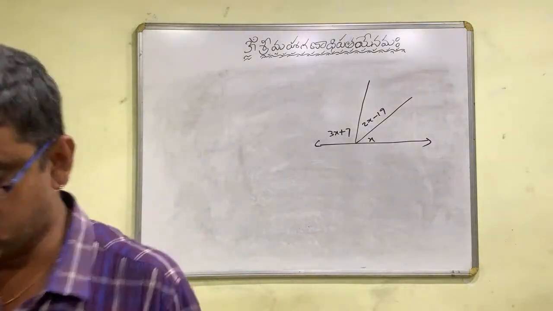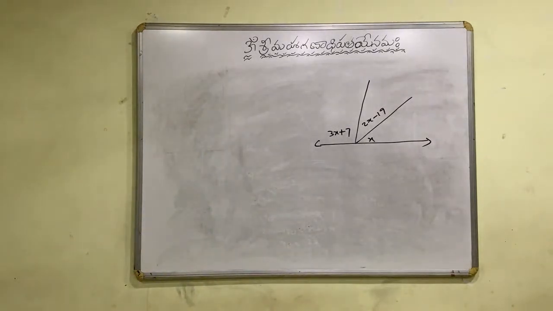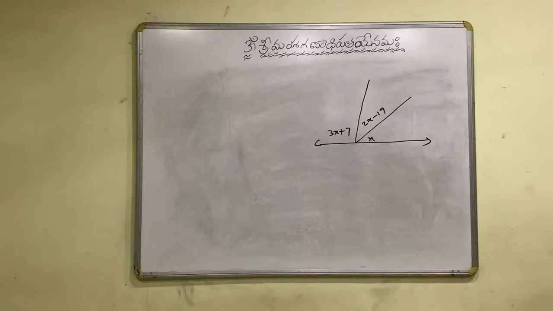What to do? Any idea? Any idea from your side, children? A figure is like that. X, 2x minus 19, 3x plus 7. Linear pair, Tejal. Pair ante ఏమిటమ్మా? Pair ante రెండు. Here you can see 3 angles, Tejal. You can see 3 angles over there. They are not a pair.